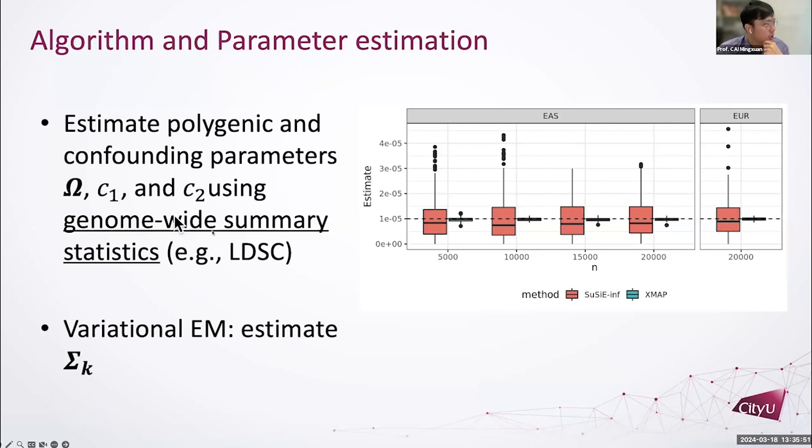The reason we need to use genome-wide summary statistics is that if we just use the local SNPs, the estimates of omega, C1, and C2 can be unreliable, because we usually have only hundreds or thousands of SNPs, and the value can have high variance. So here's a comparison. The red box is the estimate of omega using SuSiE-IN, which uses local SNPs, and our method, XMAP, uses the genome-wide summary statistics. You can see that our method yields much smaller variance for the estimate of omega.